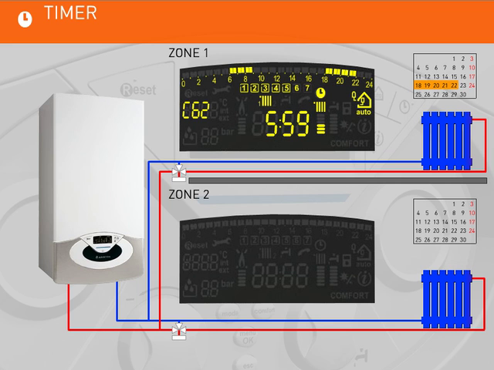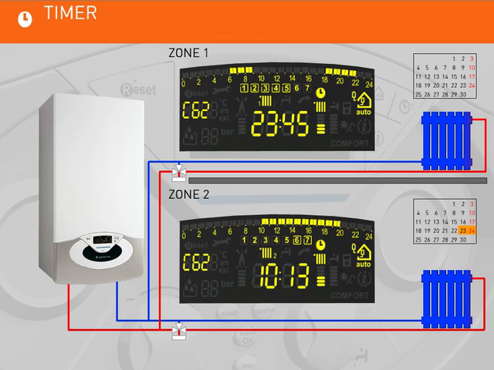This means, for example, that the boiler can be set to heat zone 1 from Monday to Friday from 6 to 9 o'clock in the morning and from 6 to 10 o'clock in the evening. Zone 2 can be programmed independently from zone 1. For example, it may be decided to turn on the boiler on Saturday and Sunday from 10:15 in the morning until 7:45 in the evening.